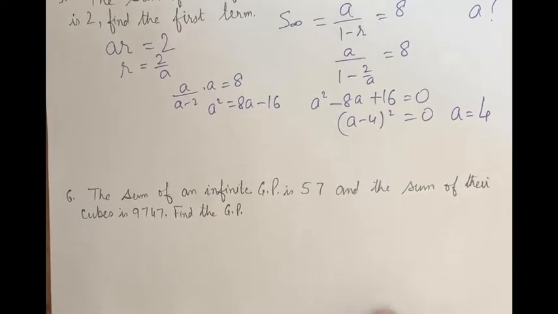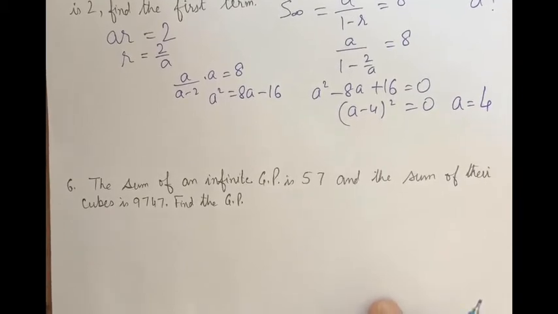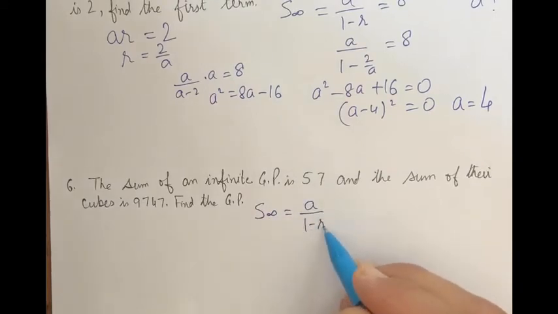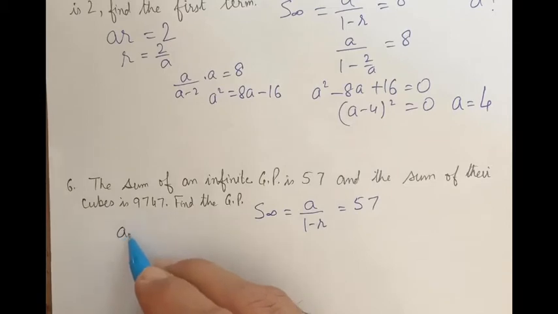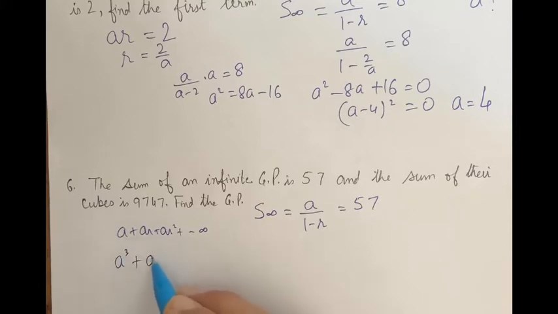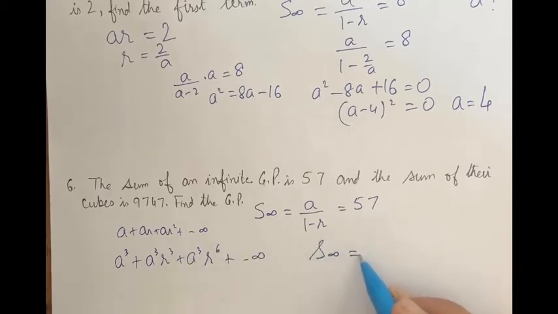Next one. The sum of an infinite GP is 57. So the sum to infinite number of terms, that is a upon 1 minus r, is 57. Let's say this is the GP: a plus ar square and so on up to infinity. This is the sum of this. The series involving cubes is a cube plus a cube r cube, a cube r raised to 6 and so on up to infinity. So the sum to infinity of this is 9747. This will be a cube upon 1 minus r cube, which is 9747.